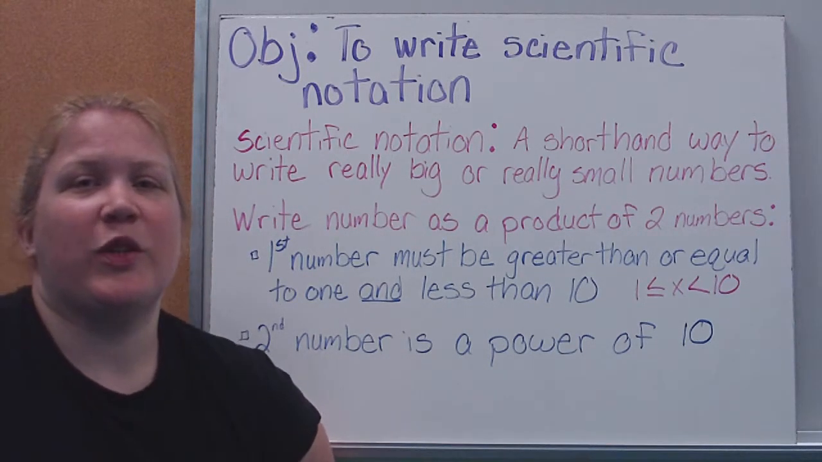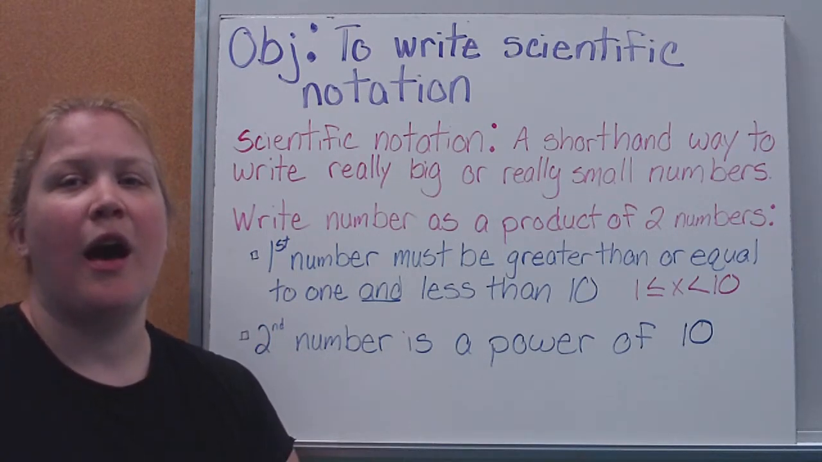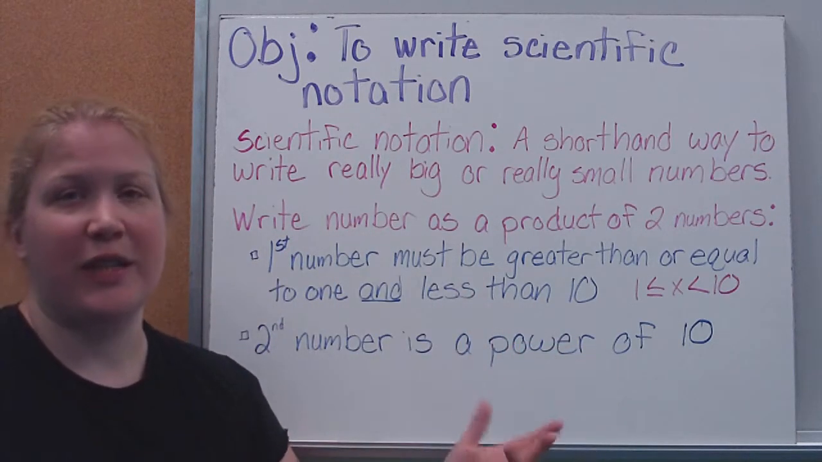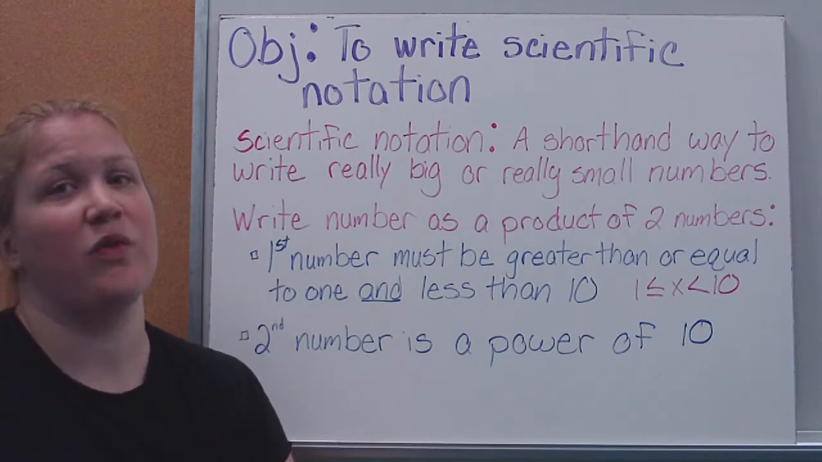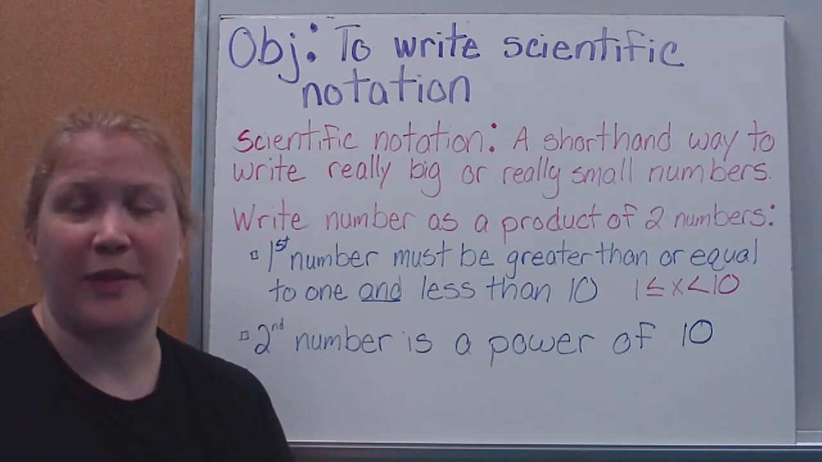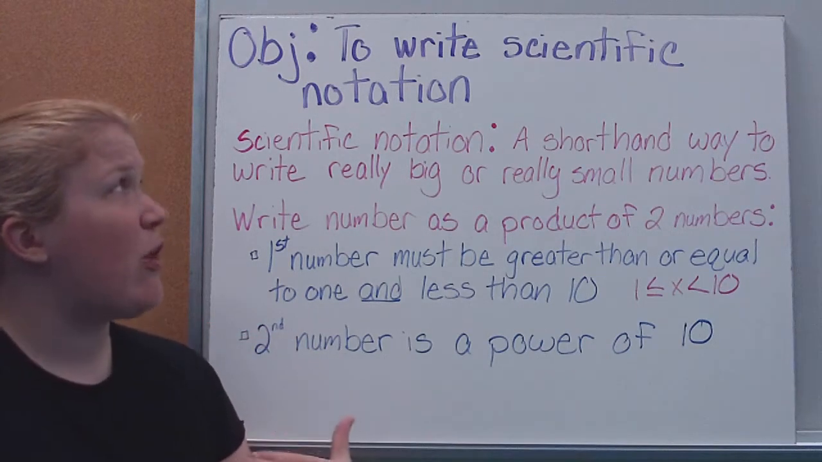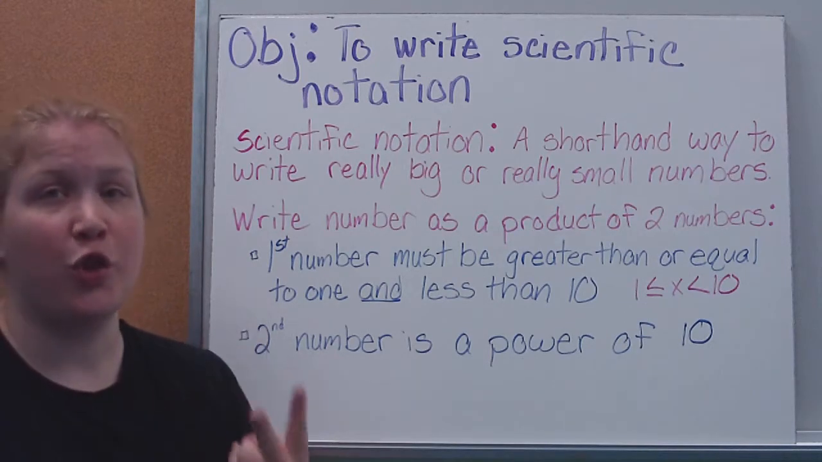It's basically a way to express gigantic numbers or tiny minuscule numbers in a shorthand way. If you're writing really large numbers, there's a lot of zeros, it takes up a lot of space. So this is just kind of an easier way to condense those numbers and not take up as much space when you're writing it. So the trick to writing scientific notation, it's always written as the product of two numbers.